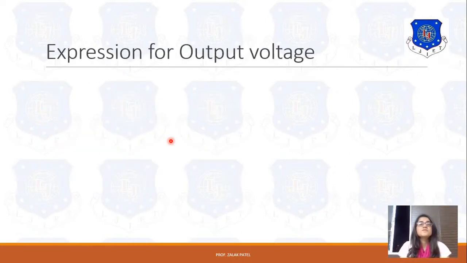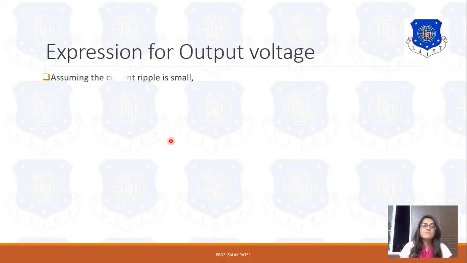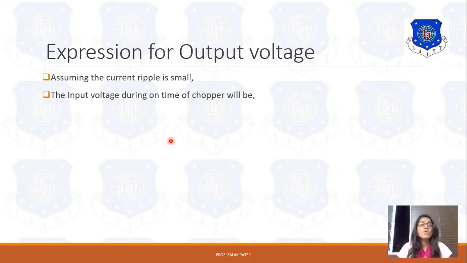So now let's consider the expression of the output voltage, what it can be. Assuming the current ripple is small, because the ripple factor should be as minimum as possible, for this expression we consider that the ripple factor is very small. Here we take two cases, input voltage and output voltage, and we consider that the system is lossless, or we can say that the step up chopper is lossless, and then we compare the input voltage with the output voltage.